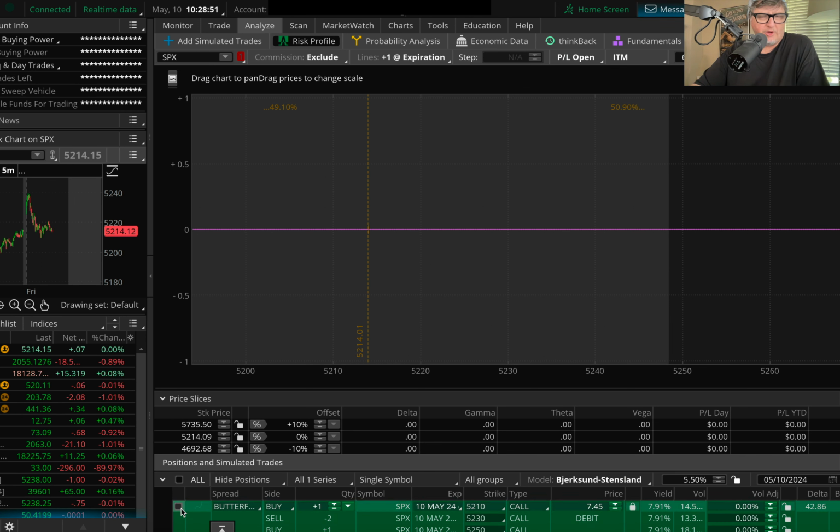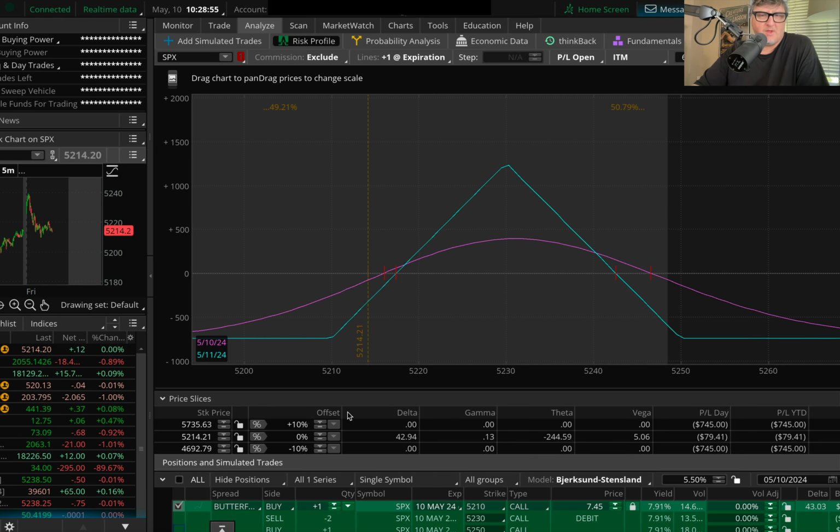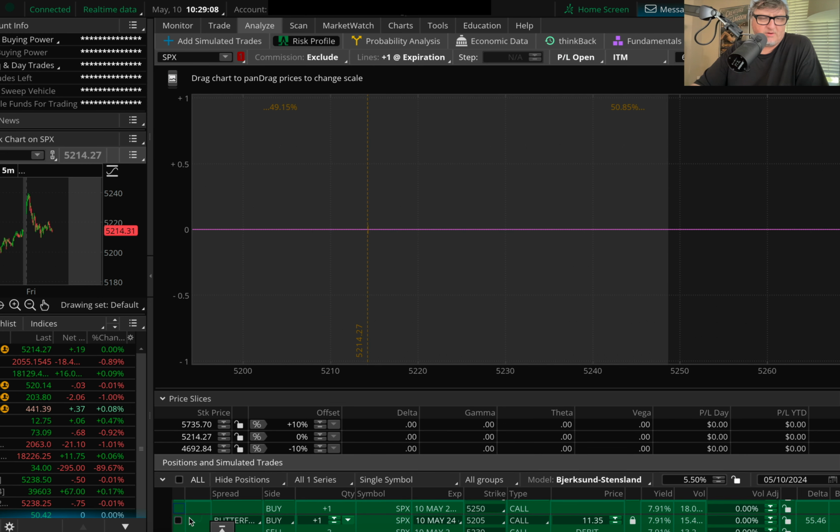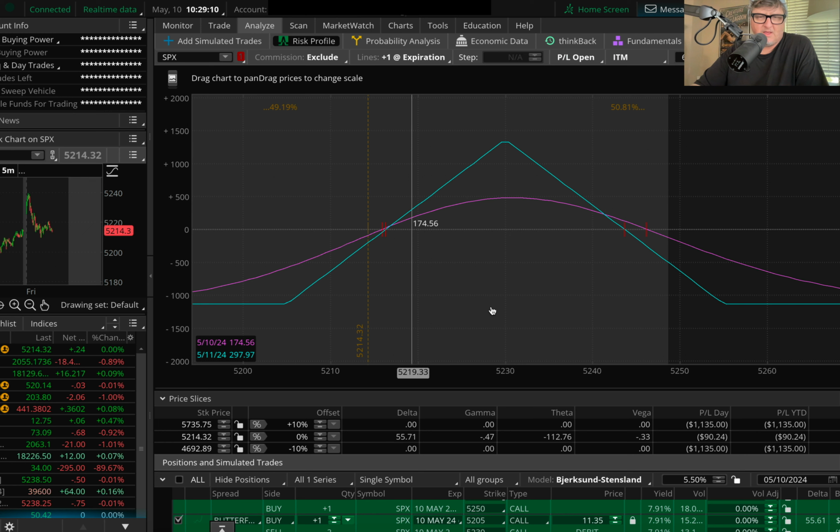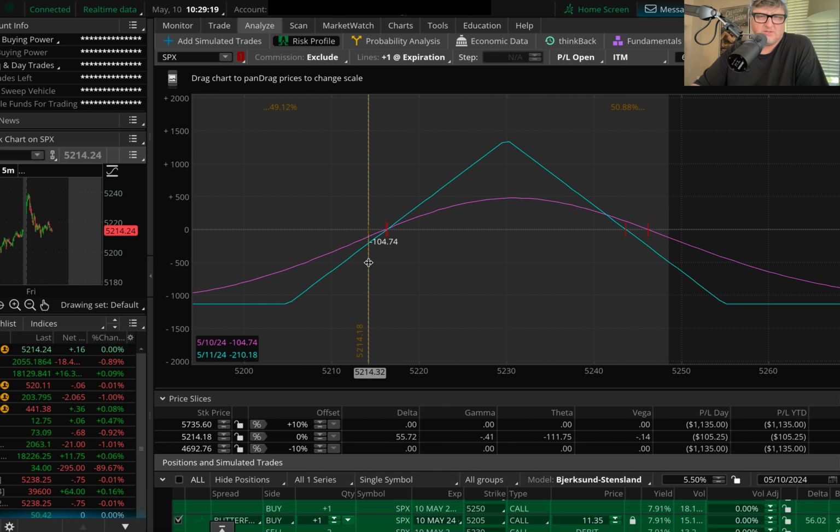Here's the 20 pointer. Okay, here we go. This one's outside the tent and is showing a current loss of about $70 as well. And then there's one more, the 25 point butterfly. The 25 point butterfly is outside the tent and showing a loss of about $100. So those are the three paper trades for today.